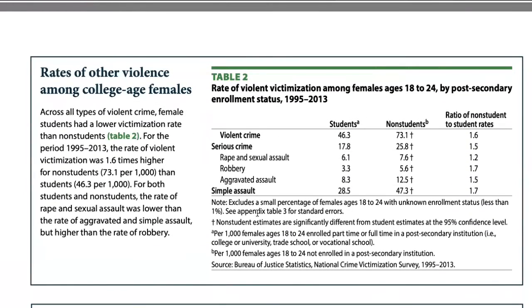This table will show me the rate of violent victimization among females aged 18 to 24 by post-secondary enrollment status. So you can see the relationship between students and non-students for things like violent crime, as examples, aggravated assault, robbery, rape and sexual assault, and simple assault. So you can see this provides you with the data, and it provides you with the ratio of non-student to student rates among those two.